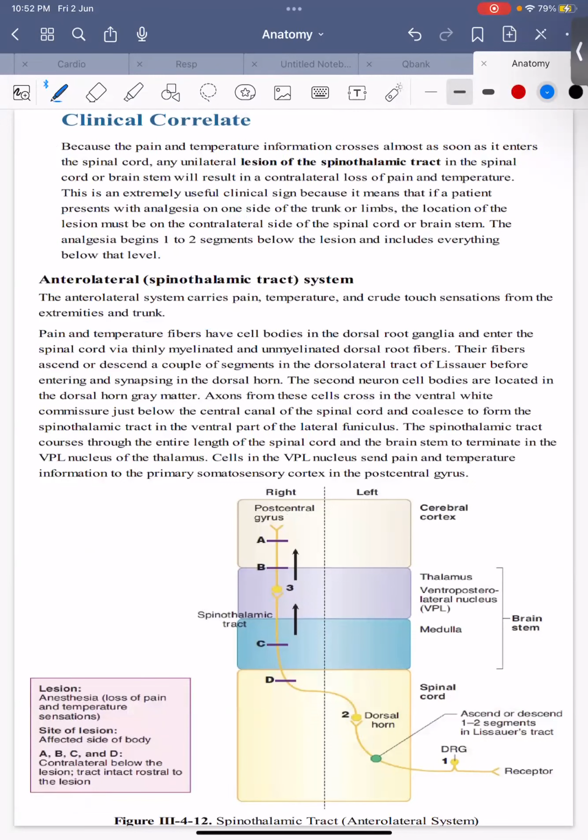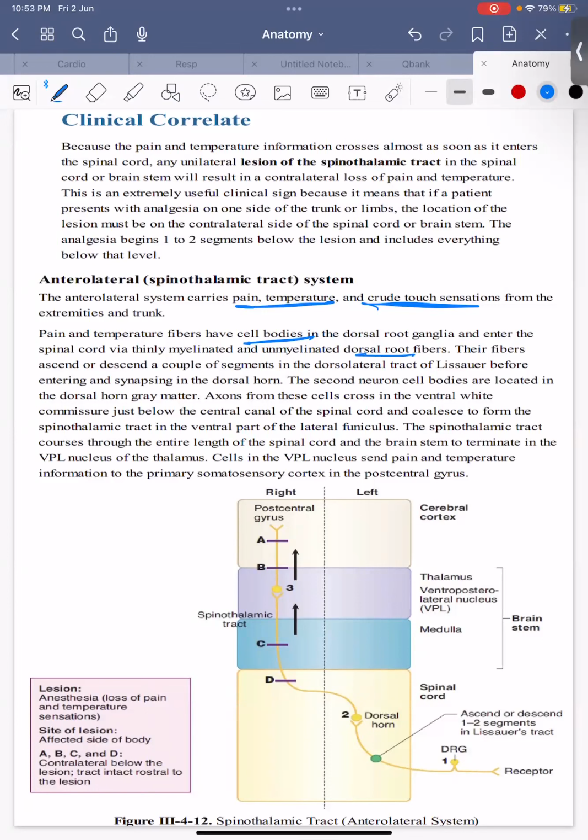Now let's talk about the spinothalamic tract. The spinothalamic tract carries the sensation of temperature, pain, and crude touch from the extremities and the trunk. The first order neuron, the pain and temperature fibers, have their cell bodies within the dorsal root ganglia, and they enter the spinal cord by the dorsal root fibers.